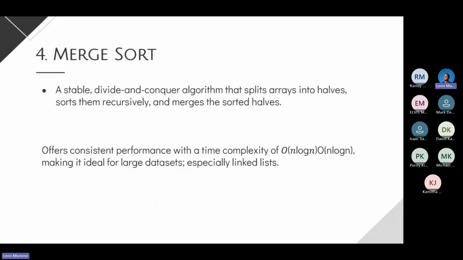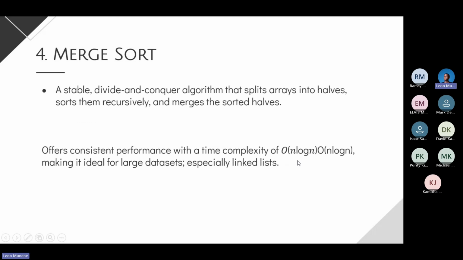Merge sort. Now, it is a stable divide and conquer algorithm, as quick sort, that splits arrays into halves, sorts them recursively, and merges the sorted halves. This is the one that I would say is more closely aligned to binary search. And I would say this one is used a lot. As you can see, it has consistent performance with a complexity of O(n log n). And this is the reason I added two of them, because it's O(n) as it works.